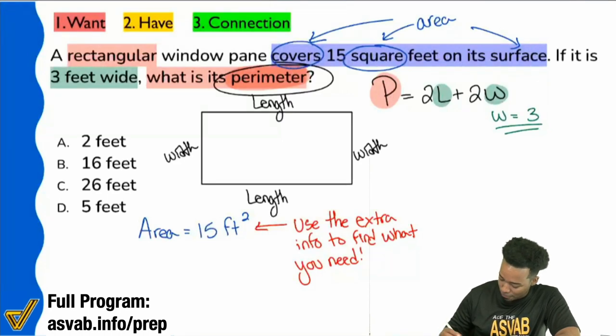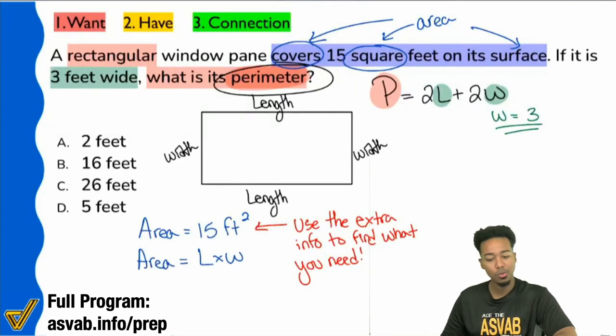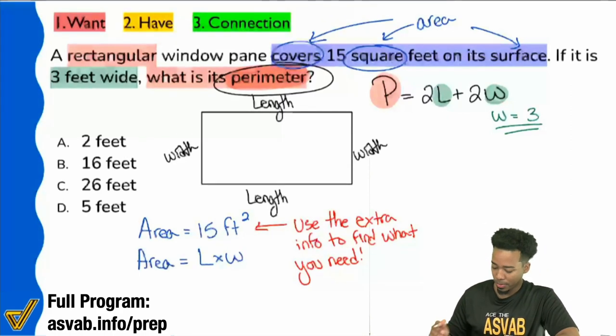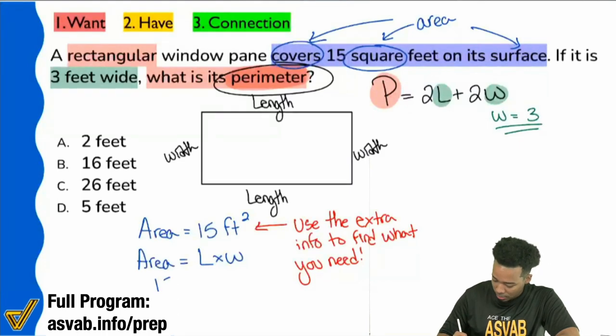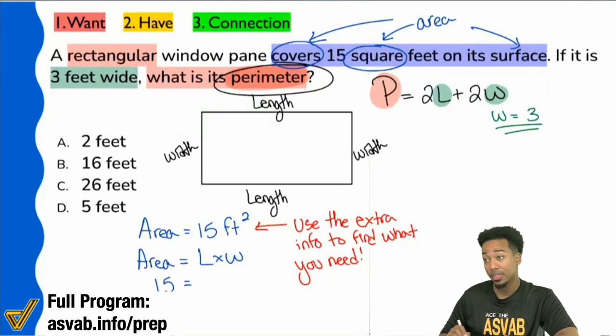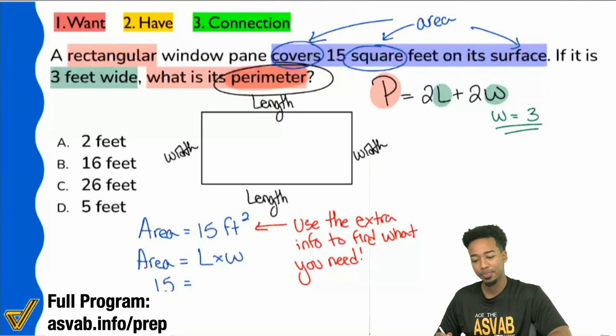So let me write that formula down right here for you. And again, this is specifically for a rectangle. We have length times width. My party people, we know what the area is. It's 15. We know what the width is. Everybody, what's the width again? Hit me. Yeah, that width is going to be 3.